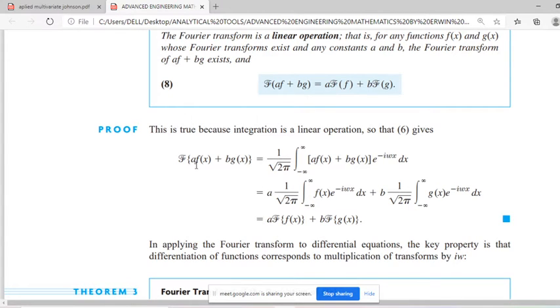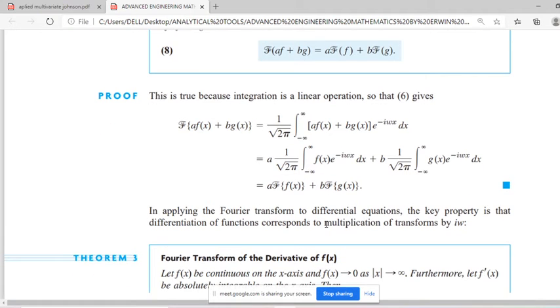We have discussed F of af plus bg of x equal to 1 by root 2 pi integral from minus infinity to infinity of af of x plus bg of x times e raised to minus i w x dx, and it can be simplified like this. Take the constants outside, and it is a into F of f of x plus b into F of g of x.